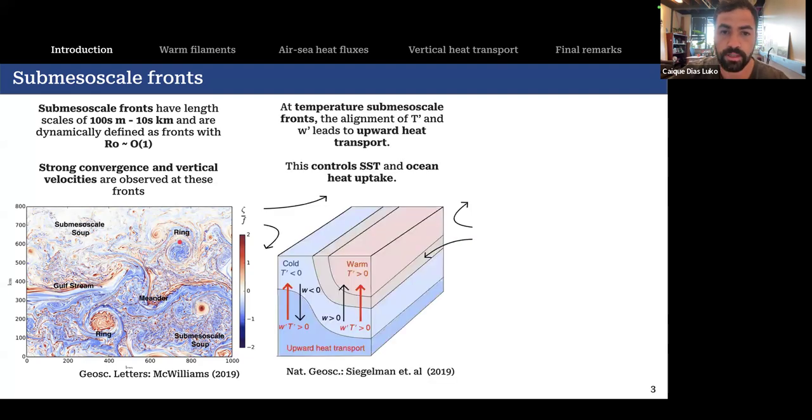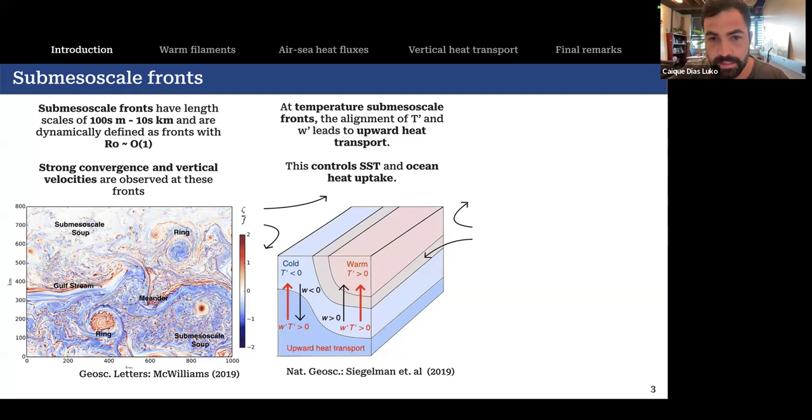For temperature fronts, for example, we always observe an upward heat transport because of the alignment of the temperature anomalies with the vertical velocity anomalies. And this upward heat transport is responsible for restratifying the upper ocean, controlling SST and ocean heat uptake. There are some global simulations that include this process, and it's shown that the inclusion of this process can warm up the sea surface by 0.3 degrees Celsius.